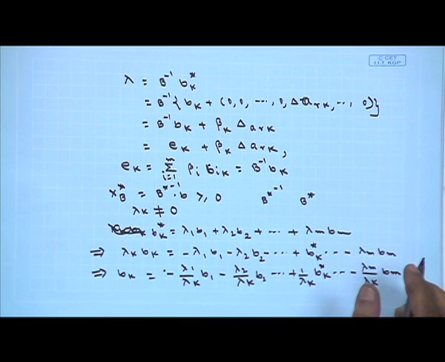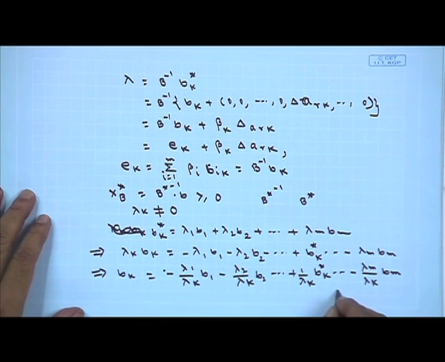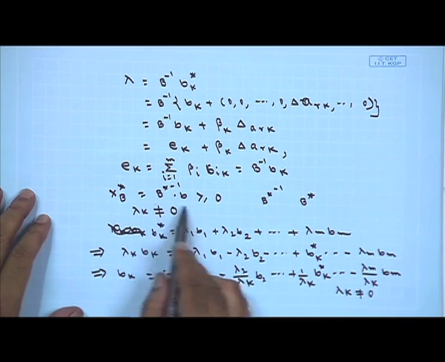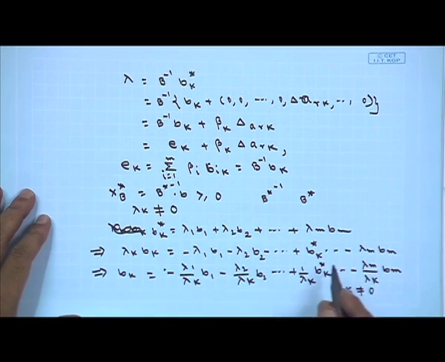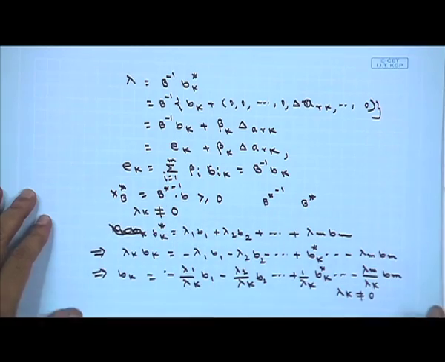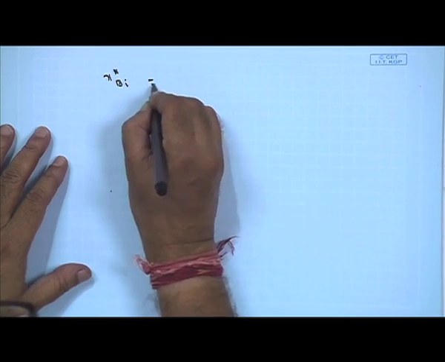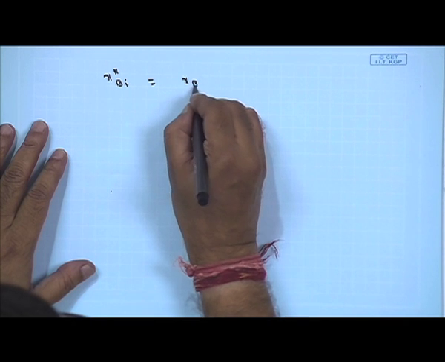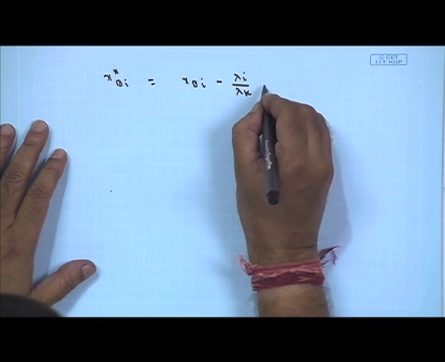And please note that here your lambda k is not equal to 0. From this we have said, since b star is non-singular, we can write this. Therefore, once I obtain this b k, I can rewrite x b i star like this: it equals x b i minus lambda i by lambda k into x b k.